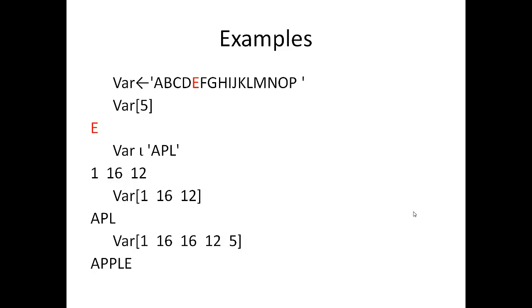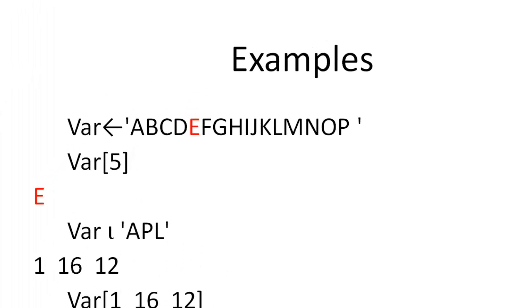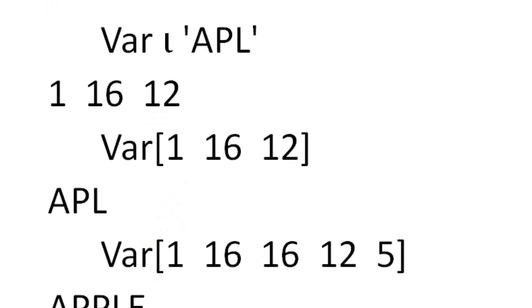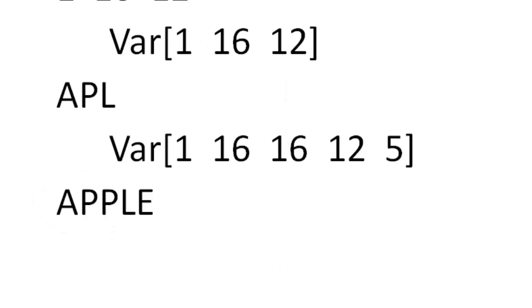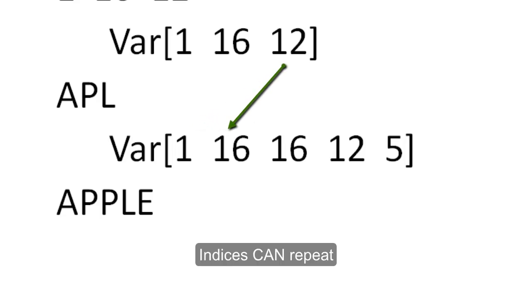Variable var contains 20 letters. If we pick the fifth one, we end up with the letter E. You can see using dyadic iota that the letters A, P, and L are in positions 1, 16, and 12. So if we index var with 1, 16, and 12, we end up with the string APL. Likewise, if we index with 1, 16, 16, 12, and 5, we end up with the letters apple.